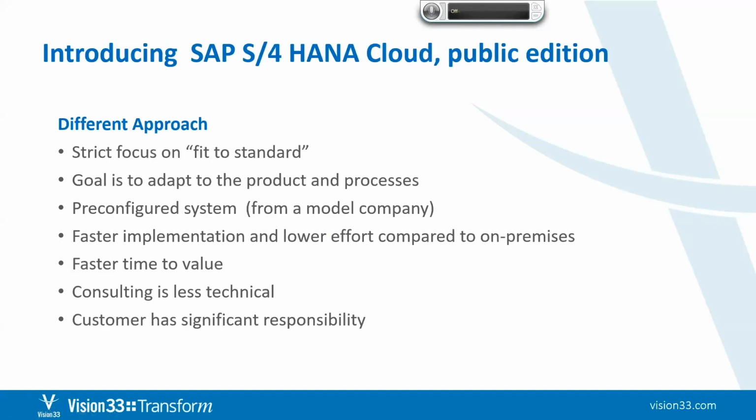It's also a different approach, right, with this product. As you know, many of you with Business One have multiple add-ons and possibly customizations and a lot of things going on. But there's a very strict focus with this cloud product, S4 HANA Cloud, to fit to standard. Really what that means is the goal is to adapt to the product and the processes as they are. Right? And that's because it's been a system that's pre-configured from kind of a model company.